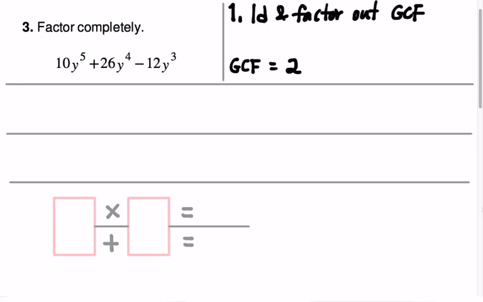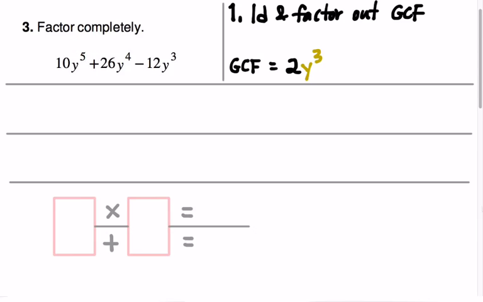So don't leave the powers of your variable out of the GCF process. Y to the third is a factor in 12y to the third, clearly, but it's also a factor in 26y to the fourth, because 26y to the fourth is 26y to the third times y. We can break apart the y to the fourth into a y to the third times a y to the first. Likewise, y to the fifth is y to the third times y squared. So y to the third is a factor there as well.